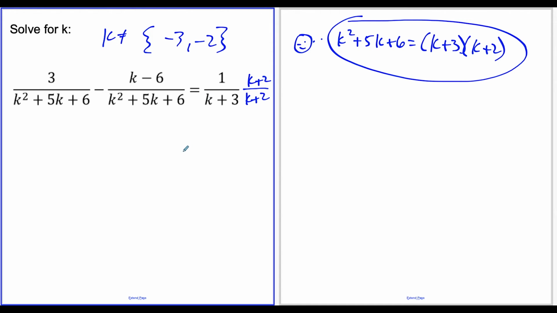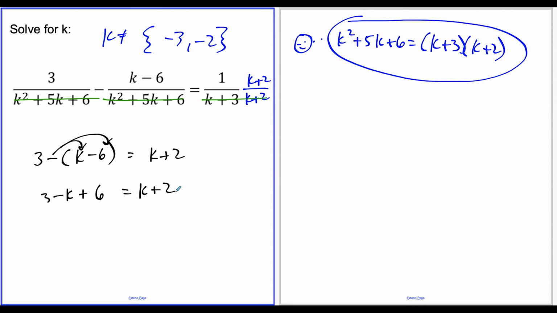And if we work this out, notice at this stage, all the denominators we could say will cross off. But the dangerous trap here is you have to be careful. When you're subtracting, make sure you put whatever you're subtracting, that numerator, in parentheses, because one of the most common mistakes I see here is that people write something like 3 minus k minus 6. But just know you're subtracting the entire numerator, so you have to put it in parentheses. And on the right side, we're left with 1 times k plus 2, or just k plus 2. So now we distribute this negative, and we have 3 minus k plus 6 equals k plus 2.